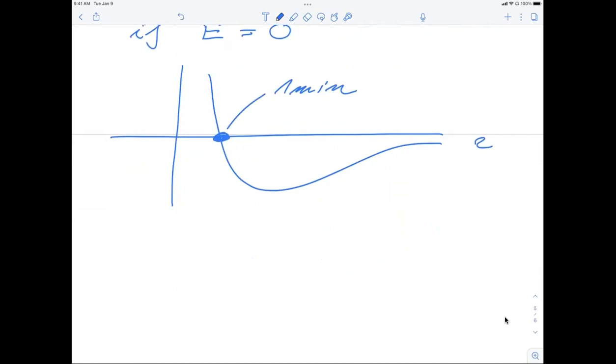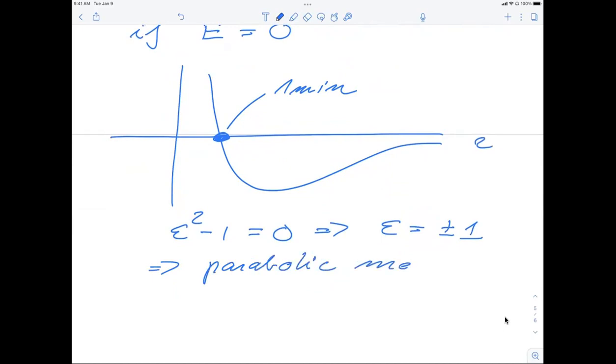And if you then look at the equations here, if that's the case, then what we have is that epsilon squared minus 1 is equal to 0. And that means that epsilon is equal to plus minus 1. But since epsilon is determined in terms of physical constants, which are larger than 0, it means that epsilon equal to plus 1 is the only alternative. And this is what led to parabolic motion. So just looking at the energy curve here, we can infer that there has to be a specific type of motion.